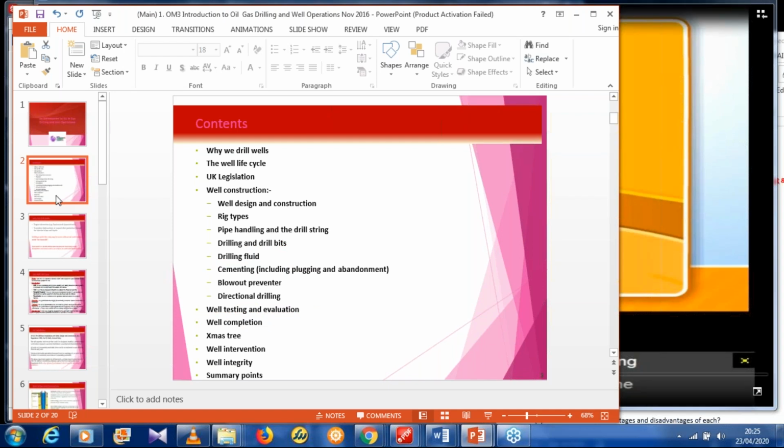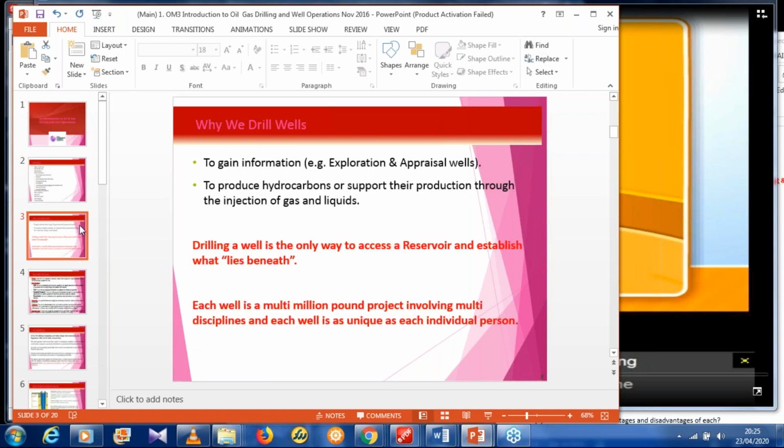Why do we need to drill a well? And the life cycle of a well, well design and construction, rig types, handling of rigs, and the rest of them. I will run through it. I'll try to be as fast as possible.